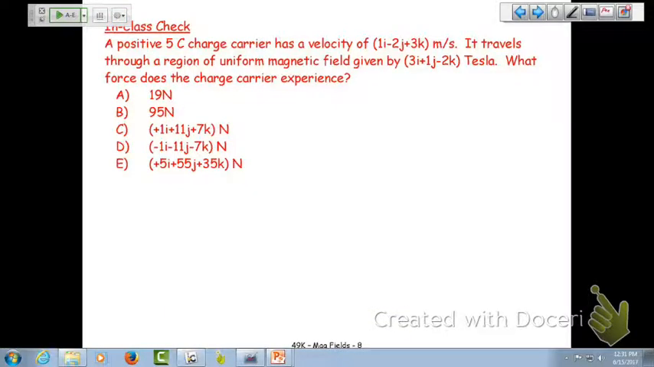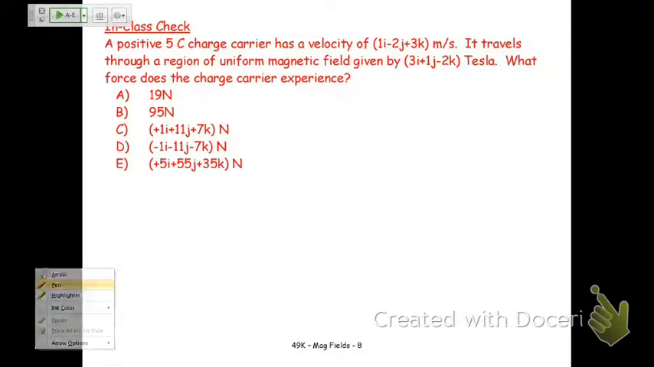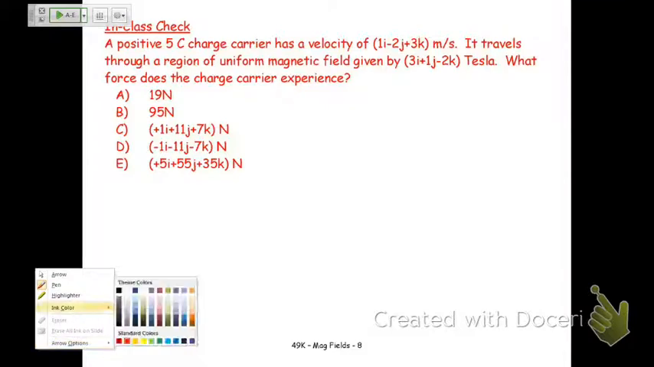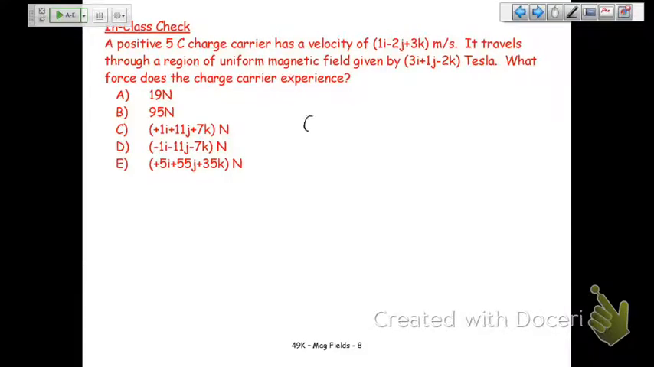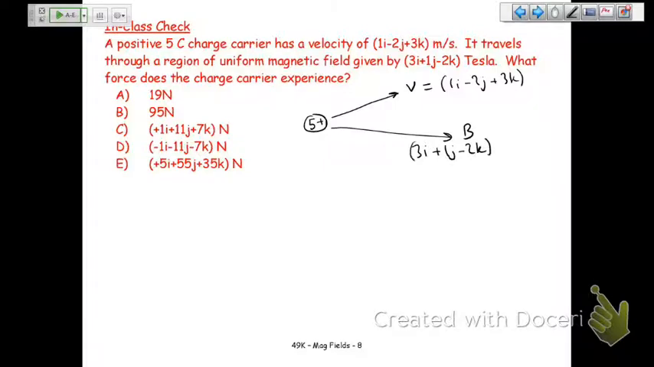So with this, I think visualization is still important, although the tendency is sometimes for people to not worry so much about it. In the simple stuff, it doesn't matter so much, but in the complicated stuff, it matters. So I have a 5 positive, and then I have a velocity. There's my V, and this equals 1I minus 2J plus 3K. And then I have my magnetic field, my B, which is given by 3I plus 1J minus 2K. This is going to be in Tesla, and this is going to be in meters per second.